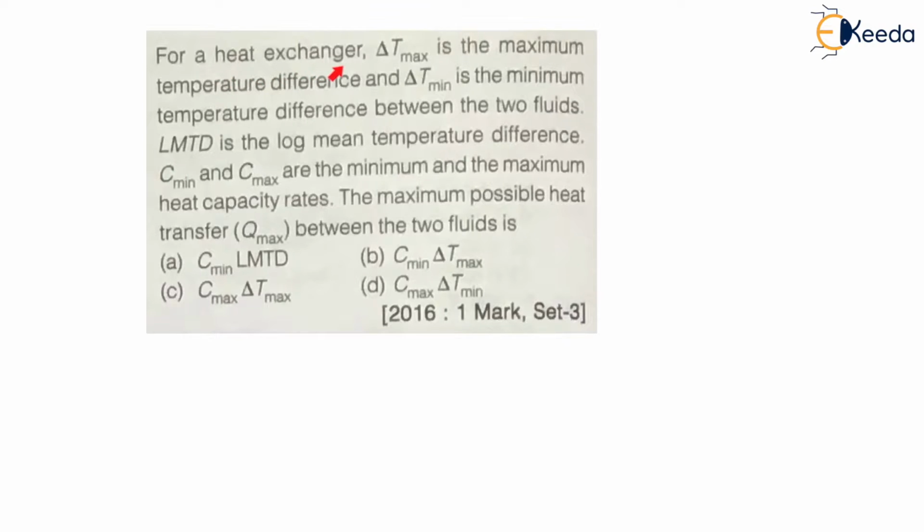For a heat exchanger, delta T maximum is the maximum temperature difference and delta T minimum is the minimum temperature difference between the two fluids. LMTD is the log mean temperature difference. C minimum and C maximum are the minimum and maximum heat capacity rates. The maximum possible heat transfer between the two fluids is.